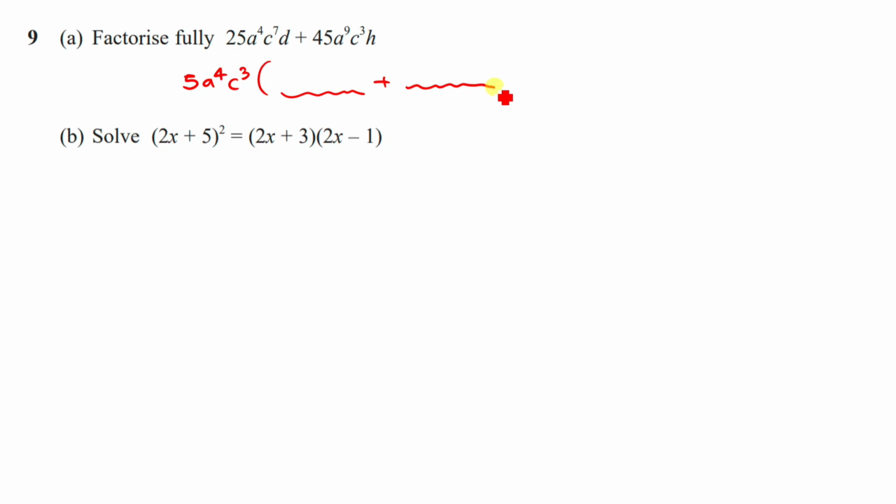Plus the second bit. So to put the right things in, we look at the first term. Now we divided by 5, so to make 25, 5 times 5 is 25, so we put 5 back in. For A's, we took all the powers out. For C's, we took 3 powers, so we're left with 4 powers of C. And D, we didn't even touch, so that goes there. For the second part, to make 45, 5 times 9 makes 45. To make A to the 9, we took 4 powers out, so we're left with 5 powers. For C, well, that's exactly the same, so we write nothing. And for H, we didn't touch, so we put it back in. And that's it, guys. This is what you do.